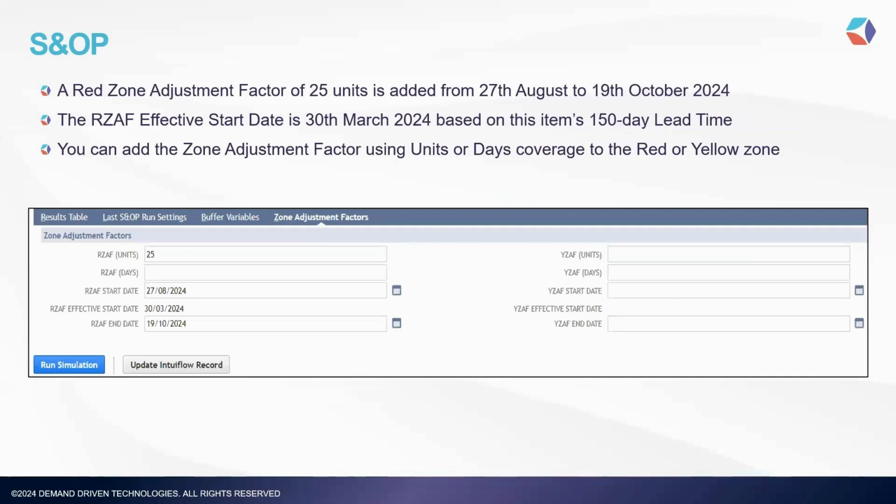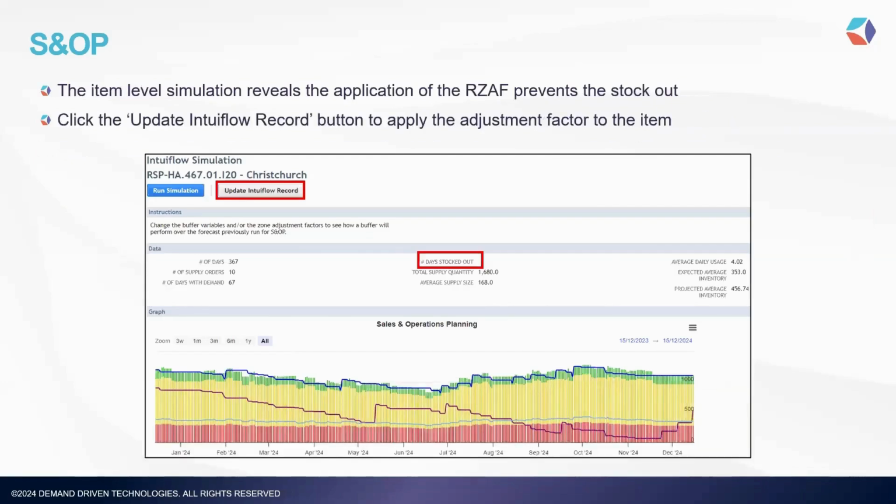So I can couple this visibility with the item level simulation capability to see what I need to do to avoid that scenario, right? In this case, I've opened up the zone adjustment factors section, and I've put in an adjustment of 25 units for this period so that I can avoid that stockout, right? And then I can just run the simulation at the item level, without running the entire S&OP simulation for all my items, to see the impact that this adjustment factor would have on this particular item. So based on that adjustment, now that I've rerun the simulation for this item, I'm no longer stocking out towards the end of the simulation period like I was previously, right? And just highlighting again the days stocked out, that no longer is showing a value, which is a good sign.